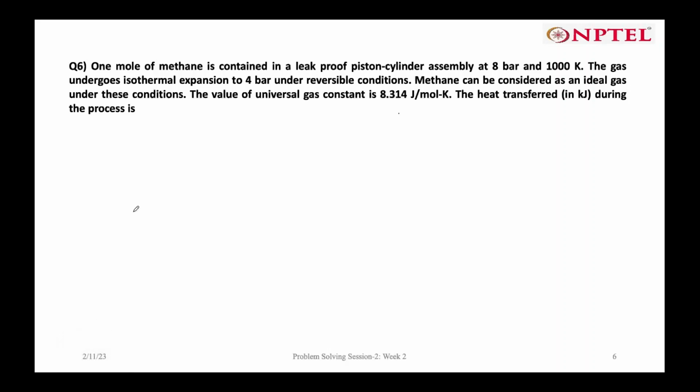Now question 6, numericals 1. 1 mole of methane is contained in a leak-proof piston cylinder assembly at 8 bar and 1000 Kelvin. The gas undergoes an isothermal expansion to 4 bar under reversible conditions. So methane can be considered as an ideal gas under this condition. The value of the universal gas constant is 8.314 per mole Kelvin. Find the heat transferred in kilojoule during the process. Try to solve and tell the answer.